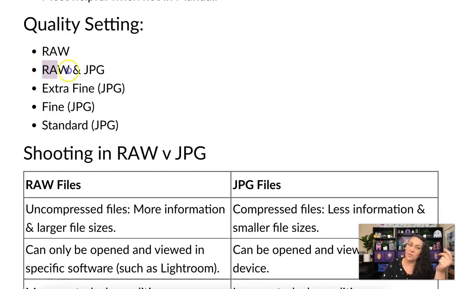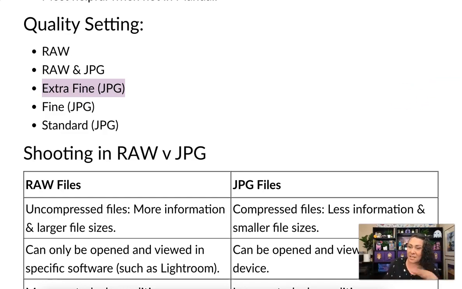Because if you are shooting RAW and JPEG, that's obviously going to take up more space on your memory card. Now, when it comes to these different JPEG options, it has to do with the amount of compression. Standard is going to have the most compression and the smallest file sizes, whereas extra fine is going to have the least amount of compression, but slightly larger sizes. So the big thing you're always balancing is how much information and how good a quality you want versus how much space you want the files to take up. If space isn't an issue, I shoot RAW.